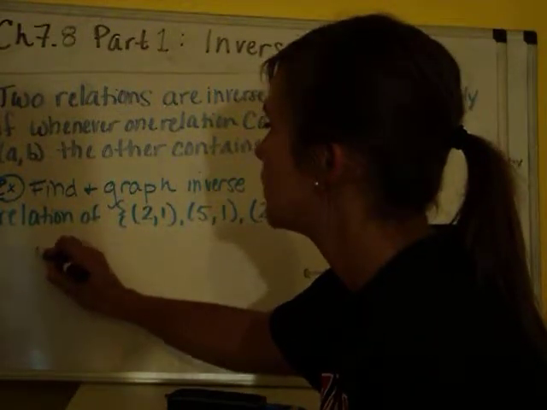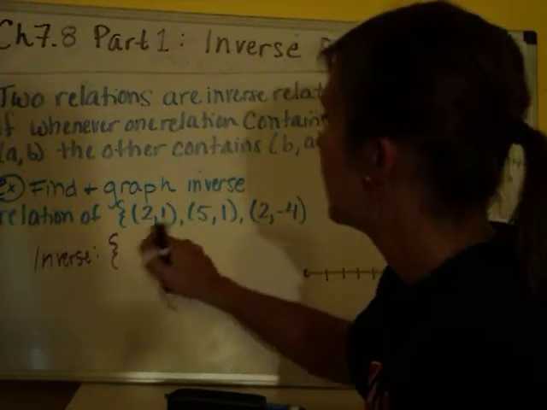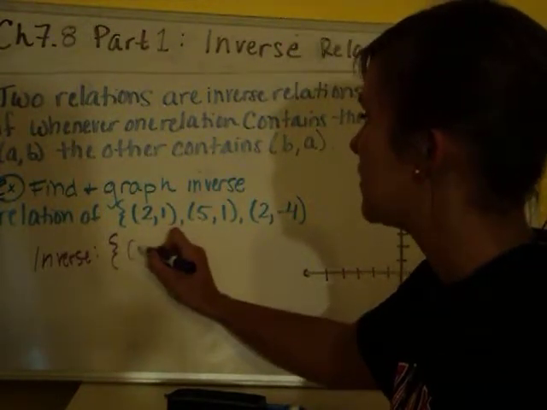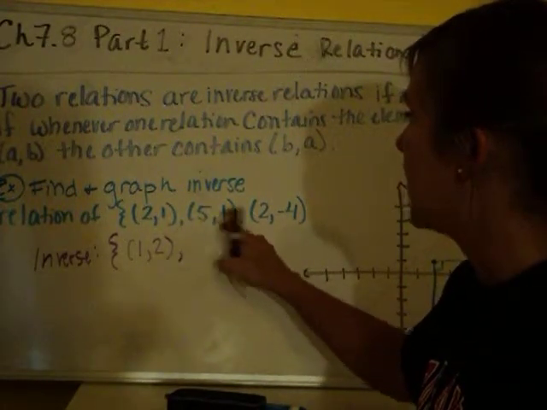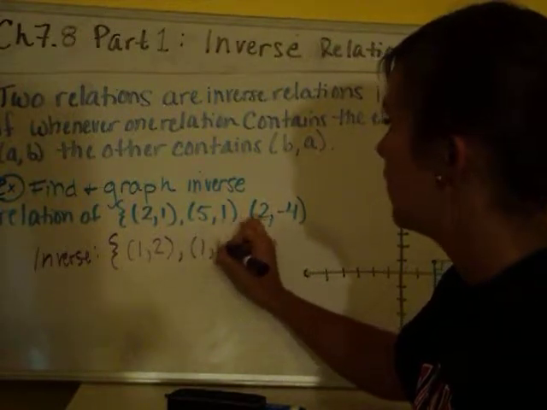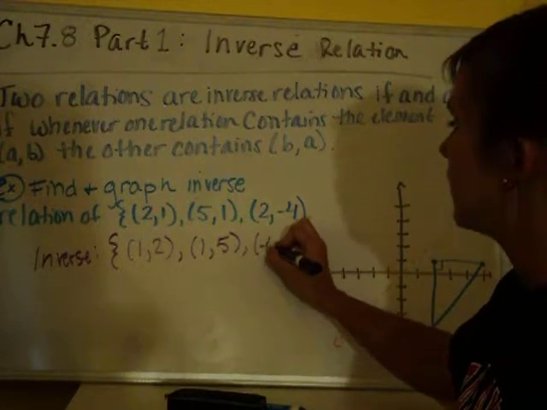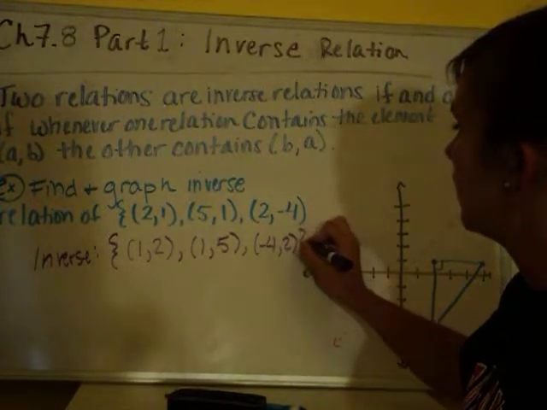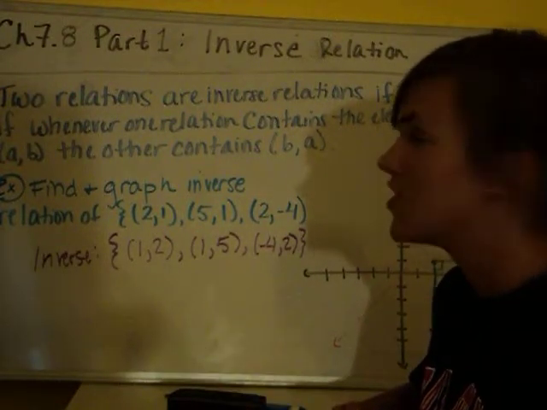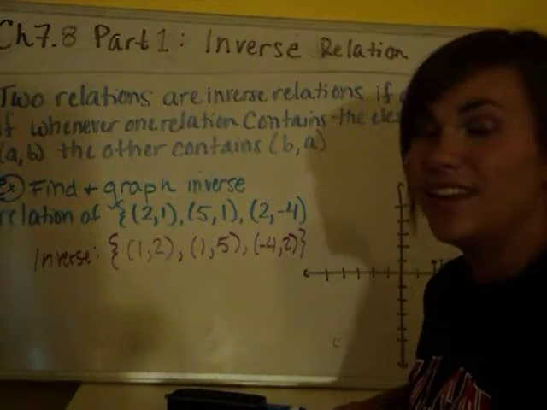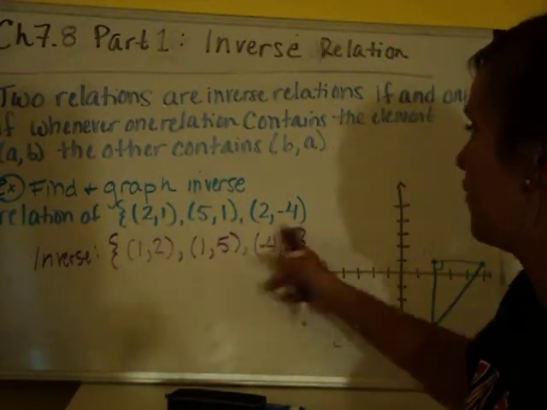So my inverse, if this is AB, my inverse has to be BA. Here, if this is AB, my inverse has to be BA. And here, if this is AB, my inverse has to be BA. Notice what happened? X's and Y's just flip spots. Yes, it is just that easy. We just flip, flip, flip.